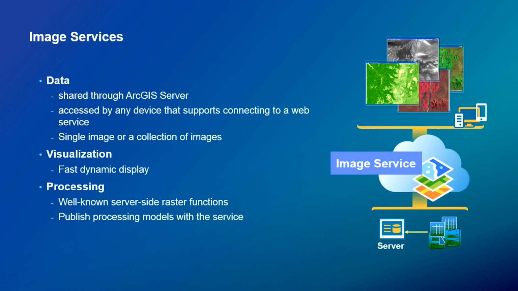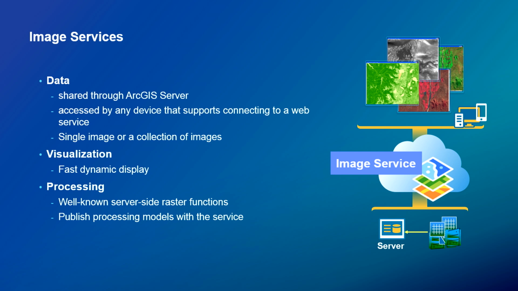So let's start with image services. Image services are really a web service that makes your raster data available to the rest of the world. And since it is a web service, it's accessible by any device that supports connecting to a web service. It has a quite powerful REST API that can be used for fast dynamic display, but it also has other things like query capabilities, or identify, like pixel values, and those capabilities.